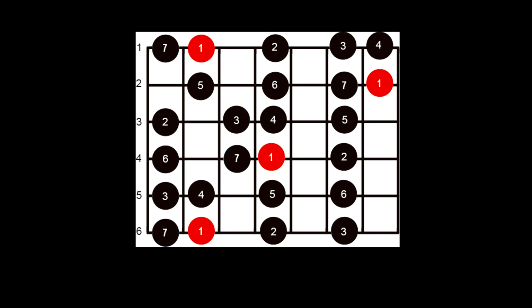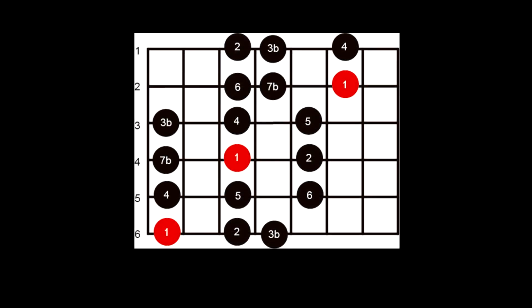In the next video we'll be doing the same, but with the second shape. The second shape corresponds to the Dorian Mode.